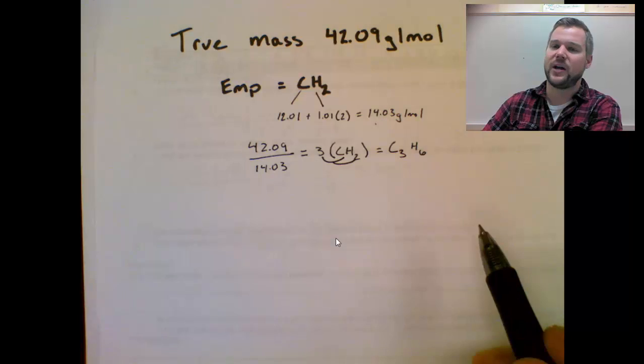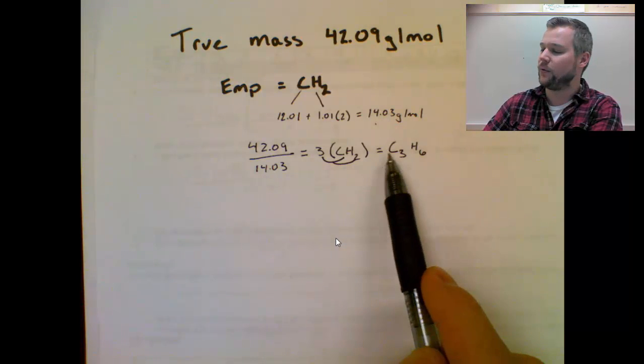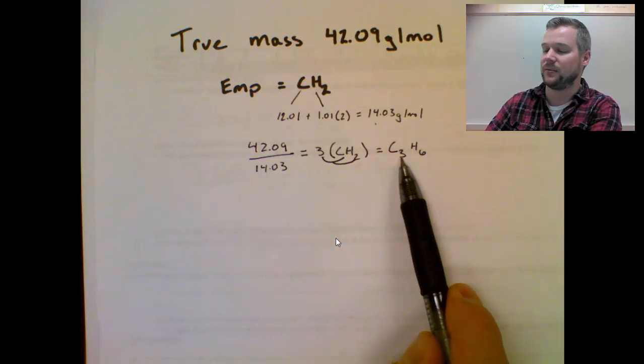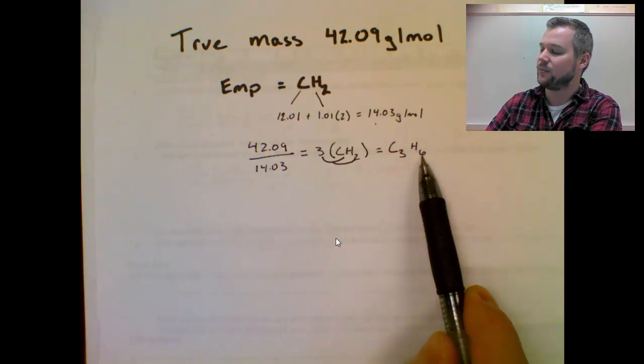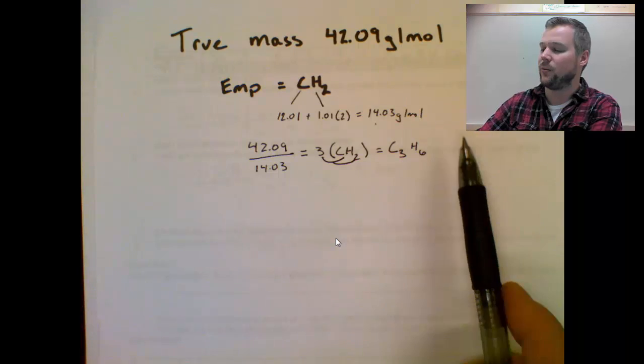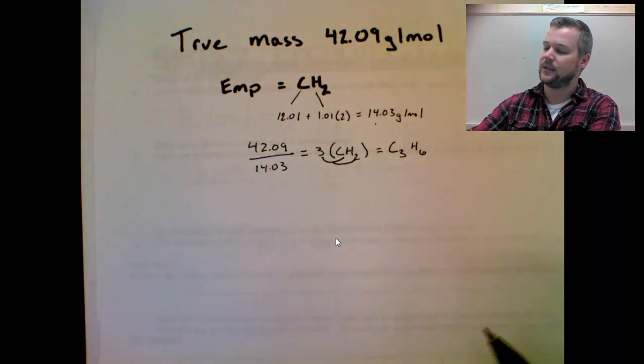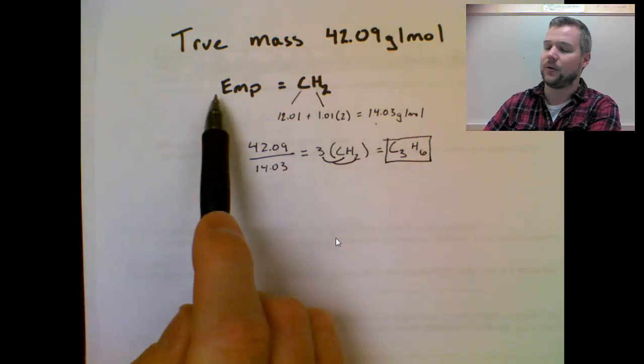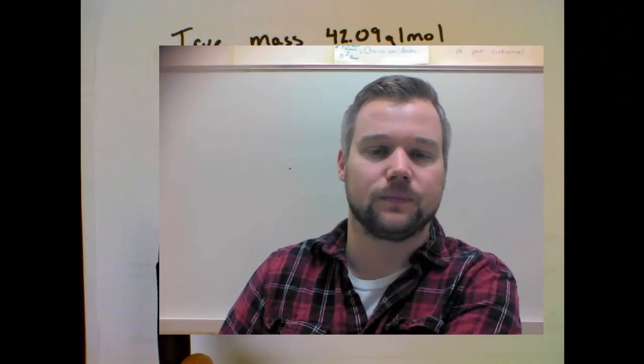C3H6. Now, if you're keeping track of what that means, this formula should weigh 42.09, and 3 times 12, so that's about 36, plus 6 more is 42, so we're right in the correct ballpark. So this would be the true formula of the compound as compared to the empirical formula of the compound.